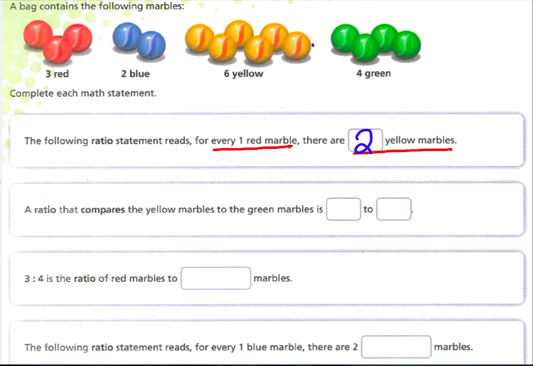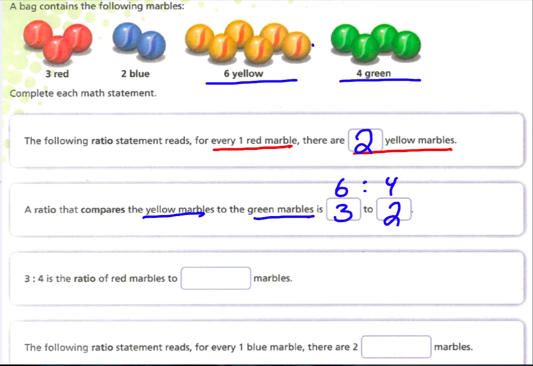All right, next one. A ratio that compares the yellow to the green. Well, there are 6 yellow to 4 green, but 6 to 4 can be simplified. Those can each be divided by 2, and I get 3 to 2. So we always want to be thinking about, can I simplify that ratio? Kind of like a fraction.